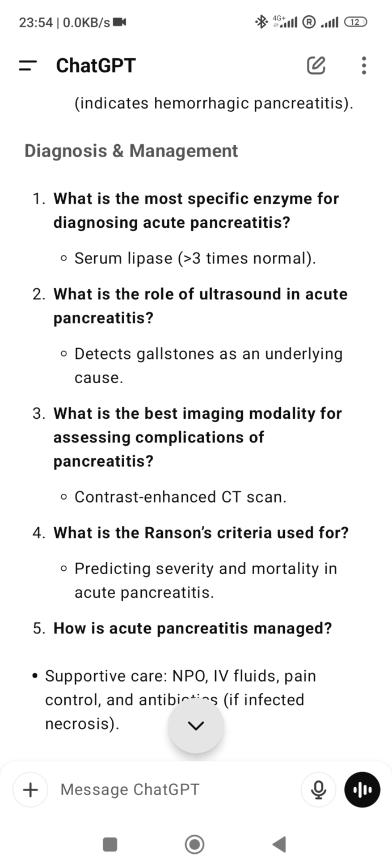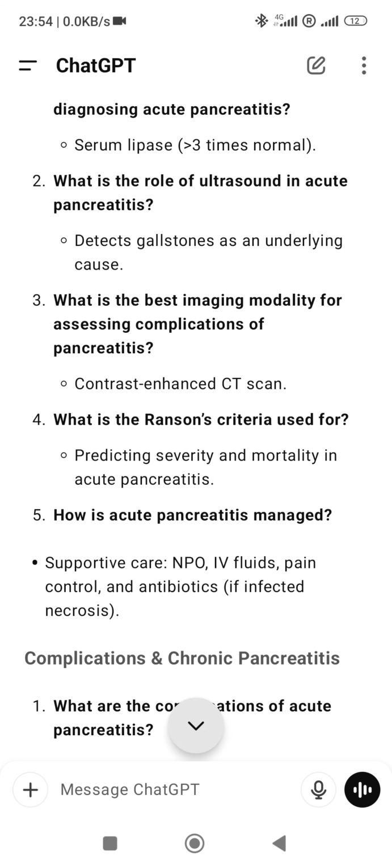Next question. What is the best imaging modality for assessing complication of pancreatitis? Contrast enhanced CT scan.